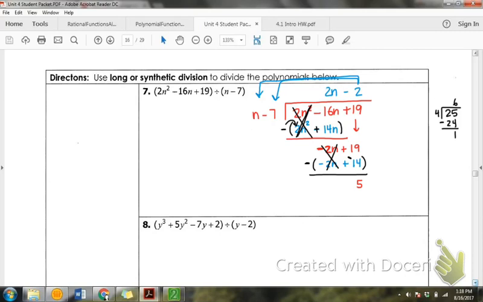Okay, so how are we going to write this remainder? Mitchell? You go 5 over. Okay, so I have 2n minus 2 plus 5 over the n minus 7. Good.